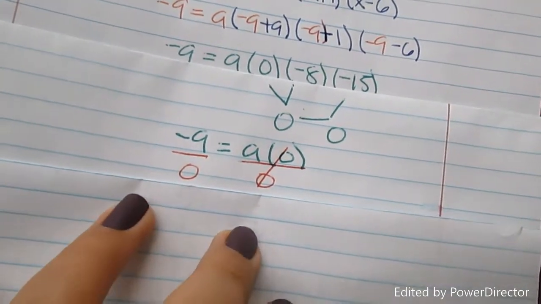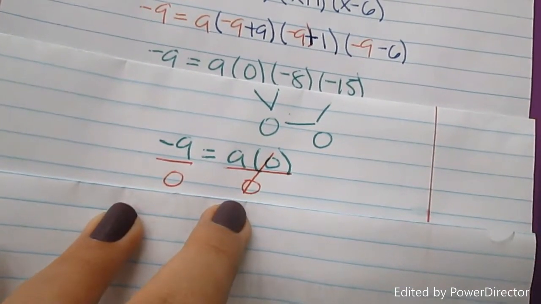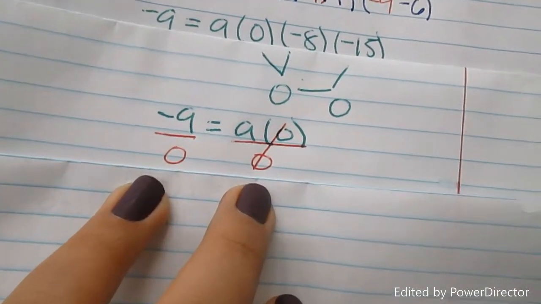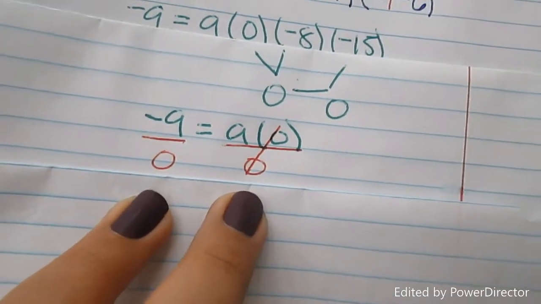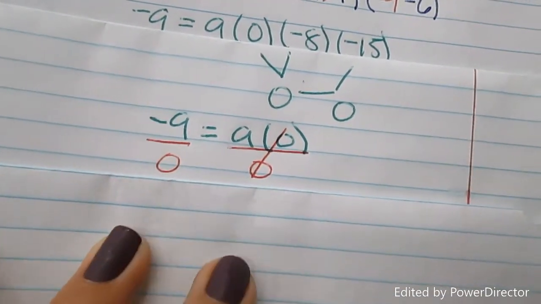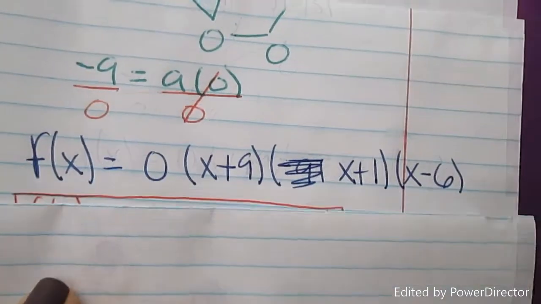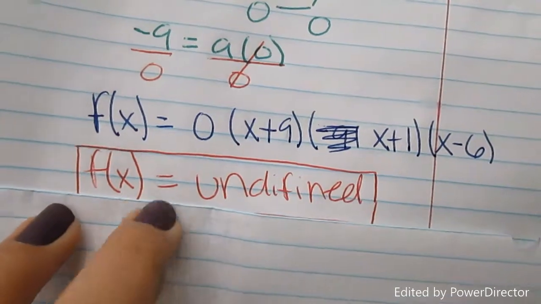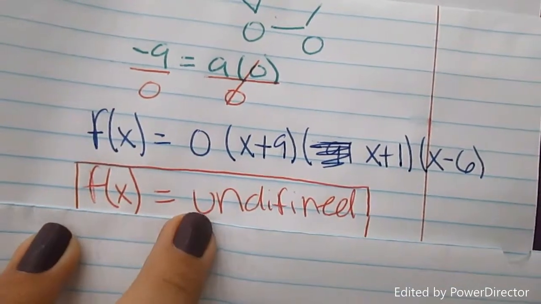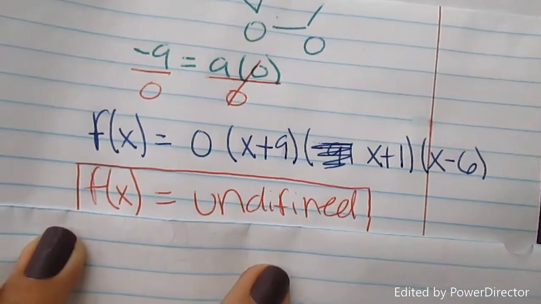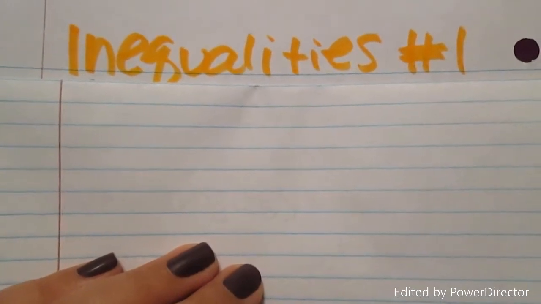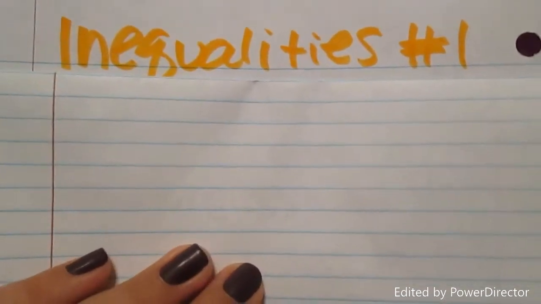So we write out negative 9 equals a multiplied by 0. Now you want to divide by 0 because that's what we got. So negative 9 divided by 0. And that leaves us with undefined because you can't divide 9 by 0. So that's our answer. So last but not least, we decided to do inequalities, and we did the first problem.